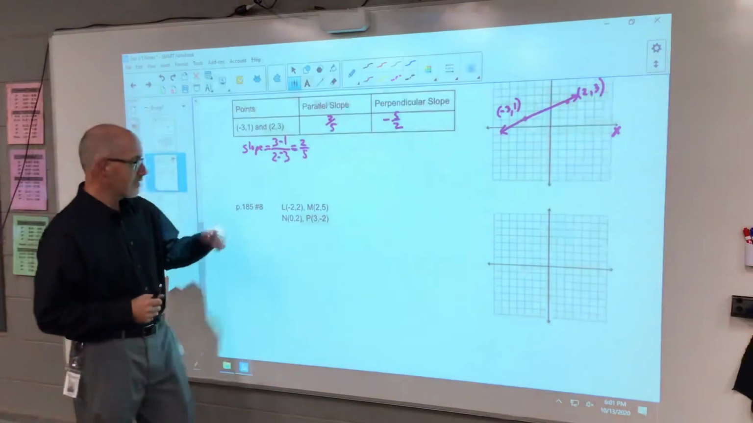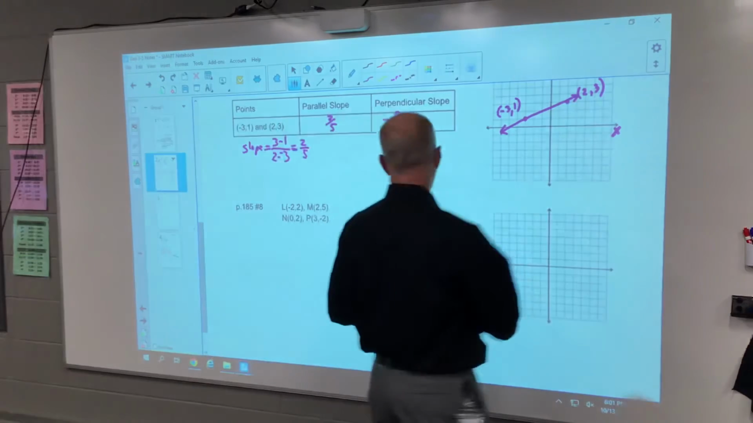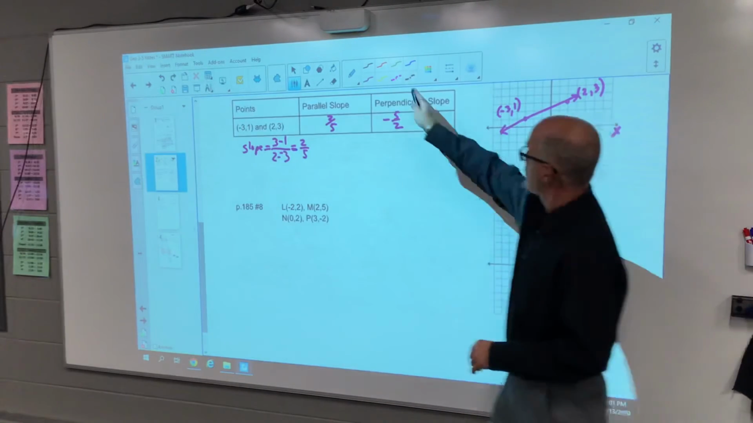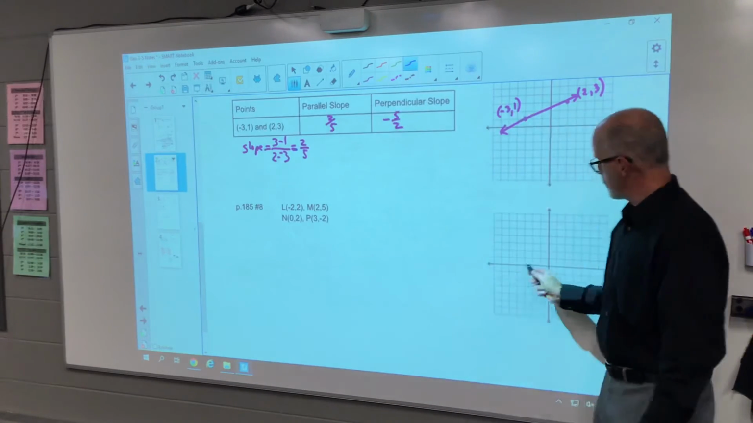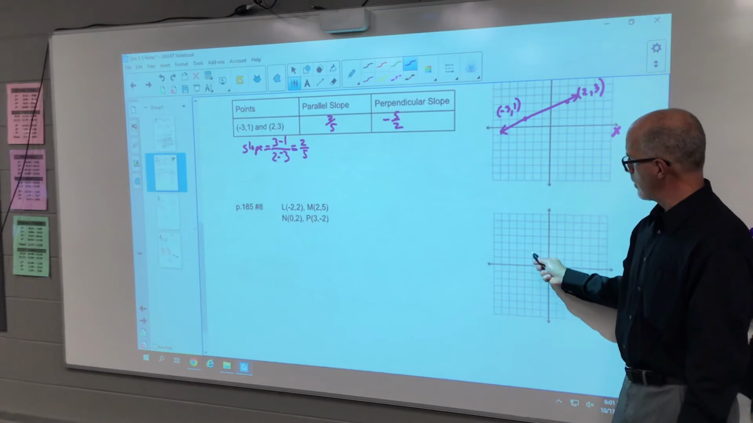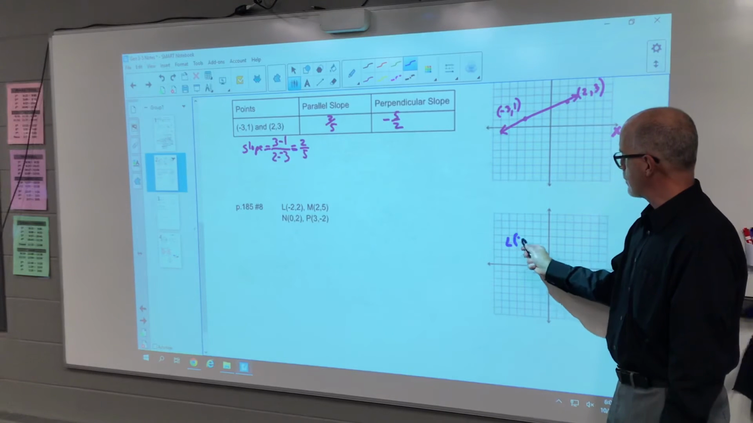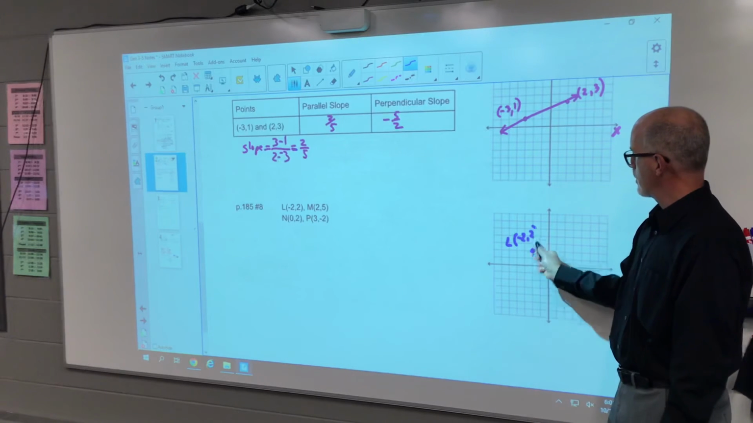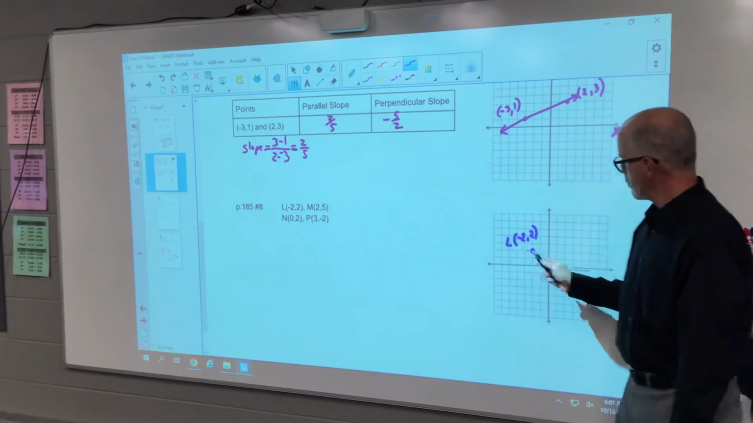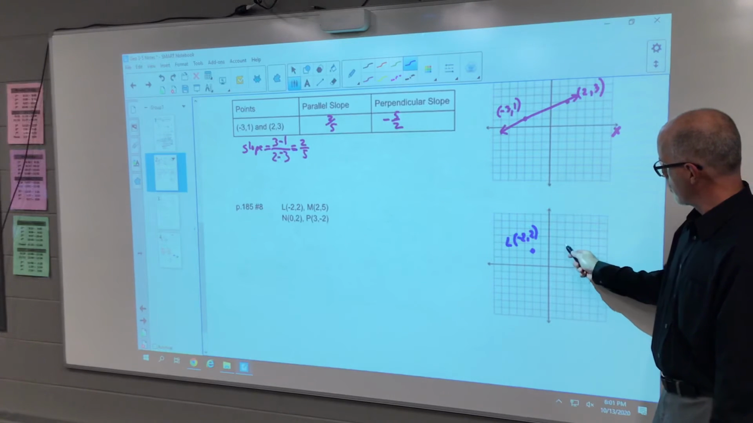Now that you've tried that, let's go ahead and plot it. Okay, so L is, let's change colors here. L is negative 2, 2, so negative 2 and up 2 is right there. So this is L, negative 2, 2.